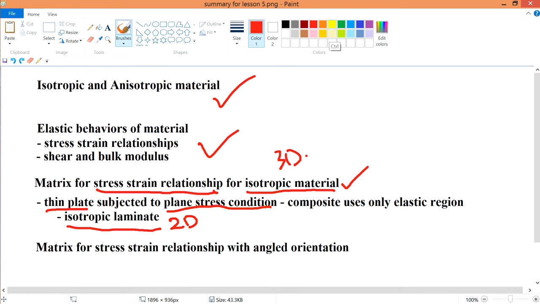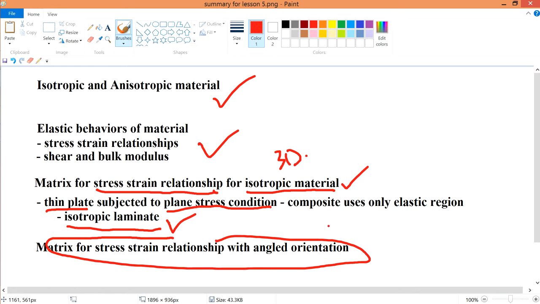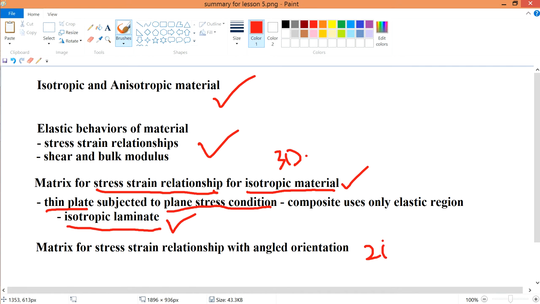And therefore, last but not least, we are going to talk about the angle. Previously was the isotropic laminate. Now we're going to talk about the angle-oriented laminate. It's 2D also, but it's at a certain angle. And I shall see you there.